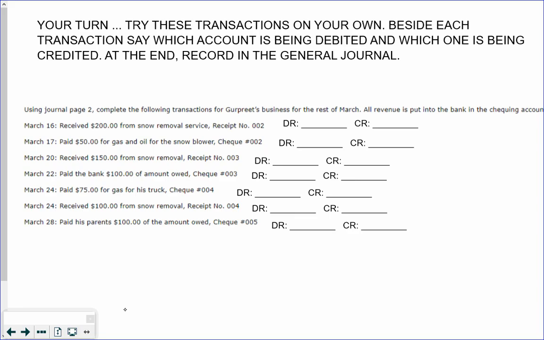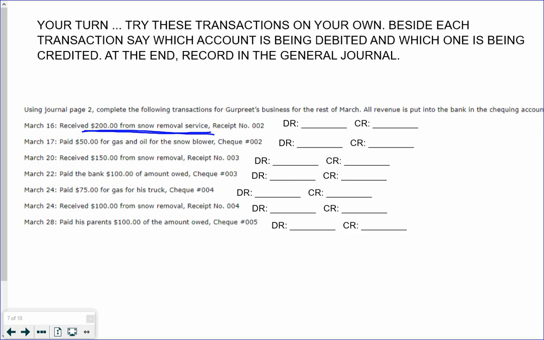Okay, so let's just do this little activity together. So again, we're staying with Gurpreet's business. We've got these transactions. So you can either just do this with me. If you want to flip back to the first page of your notes and look at the names of his accounts, you received $200 for snow removal service.